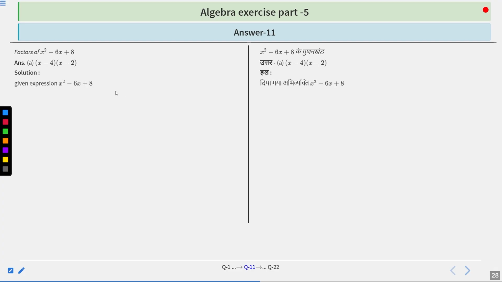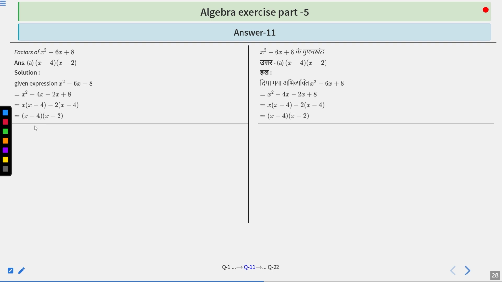So the given expression is x square minus 6x plus 8. Minus 6x can be written as minus 4x minus 2x. So it is x square minus 4x minus 2x plus 8. Taking x common from the first two terms, we get x into x minus 4. And taking minus 2 common from the last two terms, we get minus 2 into x minus 4. So the factors are x minus 4 into x minus 2. Option number A is the correct answer.